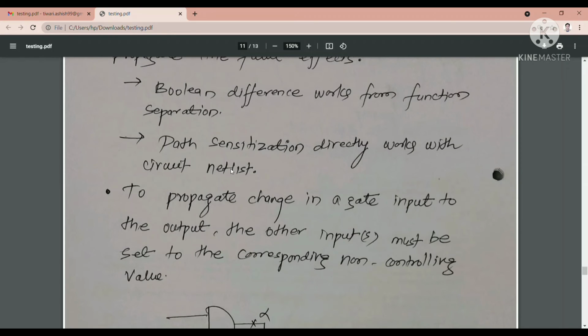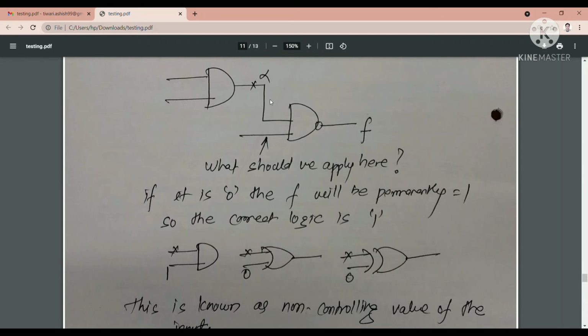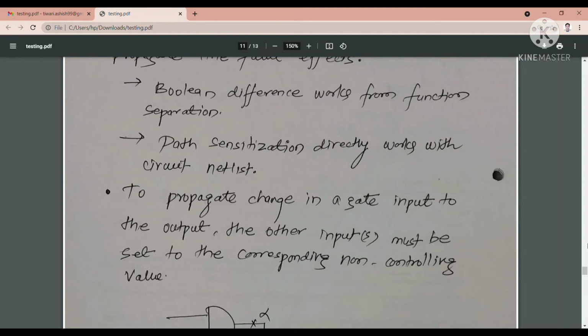Why? Because we directly talk about the path that is connected between these two particular gates. So if I am talking about this particular fault alpha, I am talking about this particular line. So when we go for the structural level test, path sensitization gives you more correct, more appropriate logic, and it is easy to understand as well, and it is the basis of the automated test pattern generation schemes.